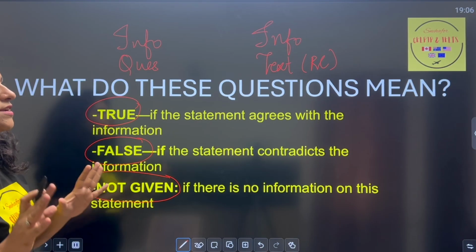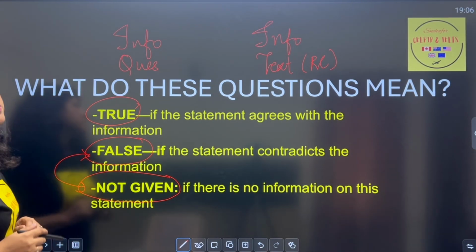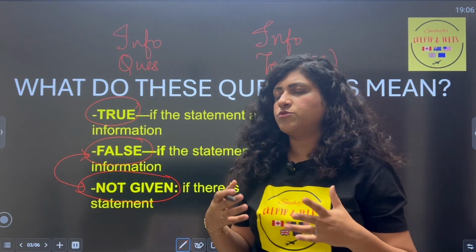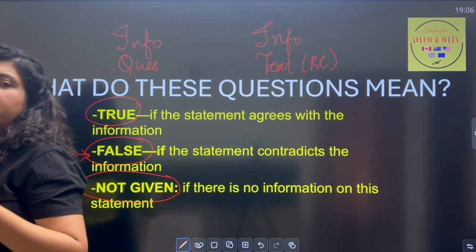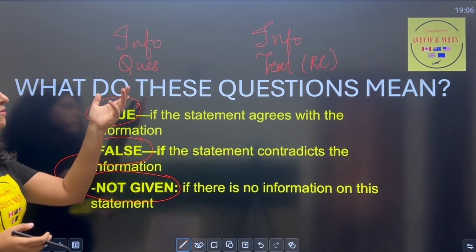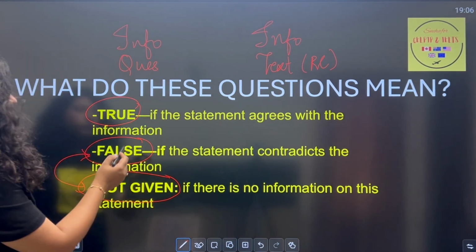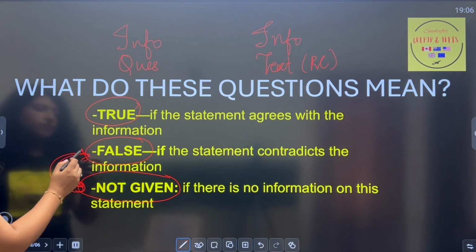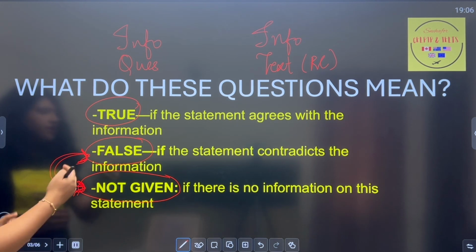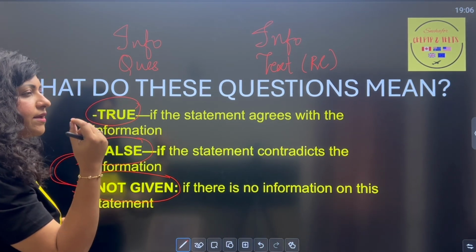Now, most of the candidates face confusion between these two options. They're not able to understand when an option is false or when an option is not given. Finding an option to be true is much easier because if the information of the question is there in the text, your answer is true. Confusion is between these two. So before actually solving the types of questions, let's try to understand these better using one very basic example.